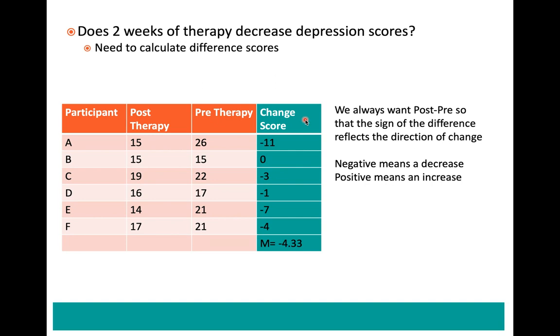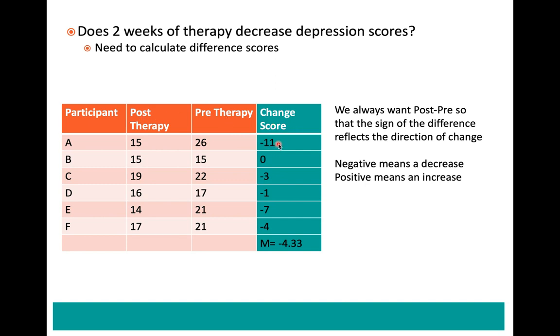What's really important when we calculate this score is that this is going to become the data that we use. We're actually going to drop these data. The actual raw data that we collected aren't the data that we actually do math on. We do math on these change scores because the change score is what we're actually interested in. I don't actually care about the level of depression pre-therapy. I care about the change in depression from pre-therapy to post-therapy.